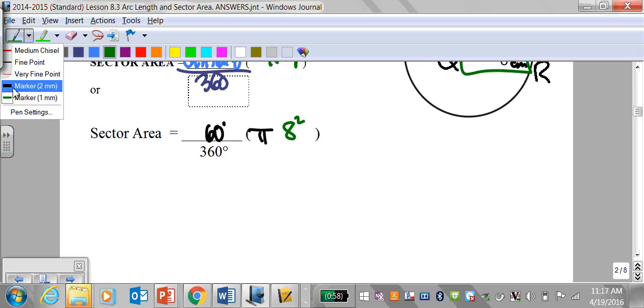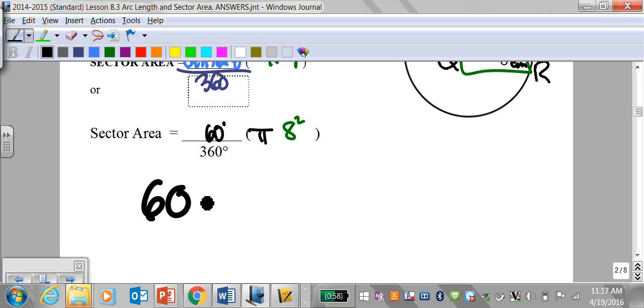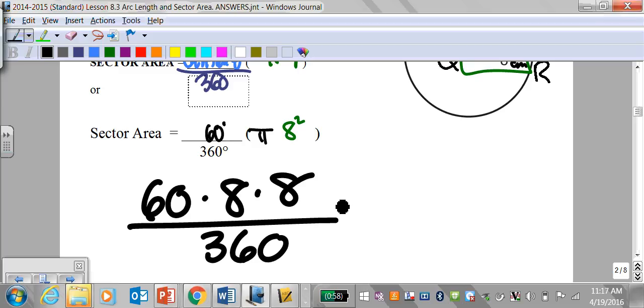I'm going to break it down like so. 60. 8 times 8 over 360, and I put pi right there. Can you copy it just like that? Just put that pi to the side. That's all times. Do you see that 0 there? See that 0 there? Goodbye, 0.